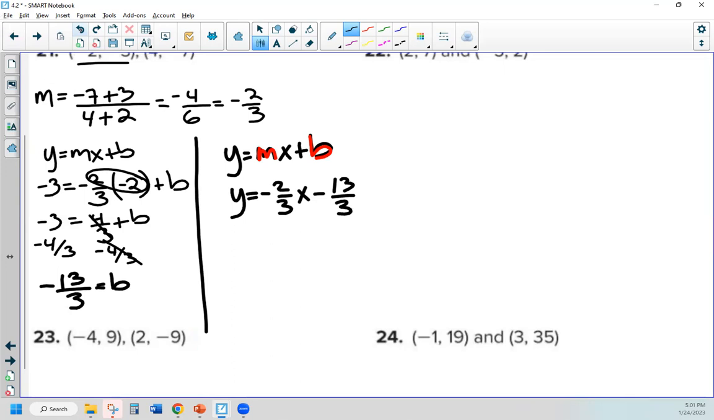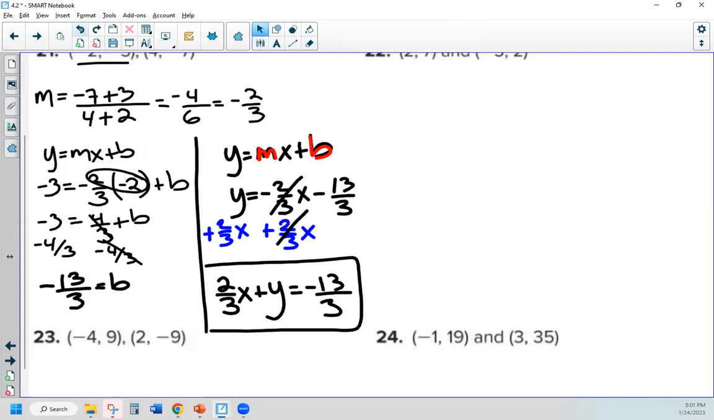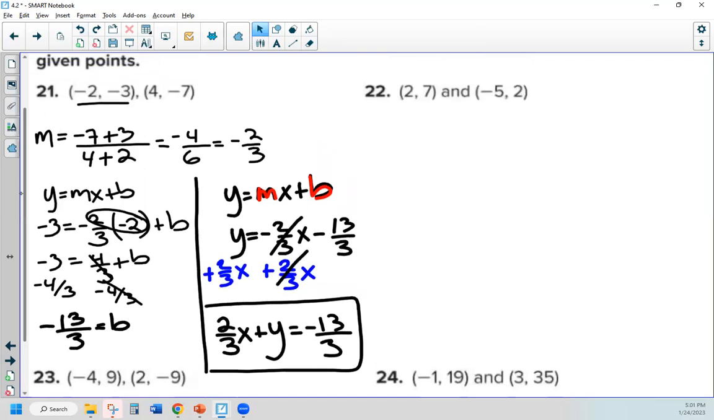All right, our final step is take 2/3 to the other side by adding. That will make 2/3 go away on this side, and we now have 2/3 x plus y is equal to negative 13 over 3. Wowzers. And there we have it. Cool. All right, so you guys can already see that I'm not going to sit here and do all of these because this will take a long time. It's 4 of them. These are the ones that you got to practice.